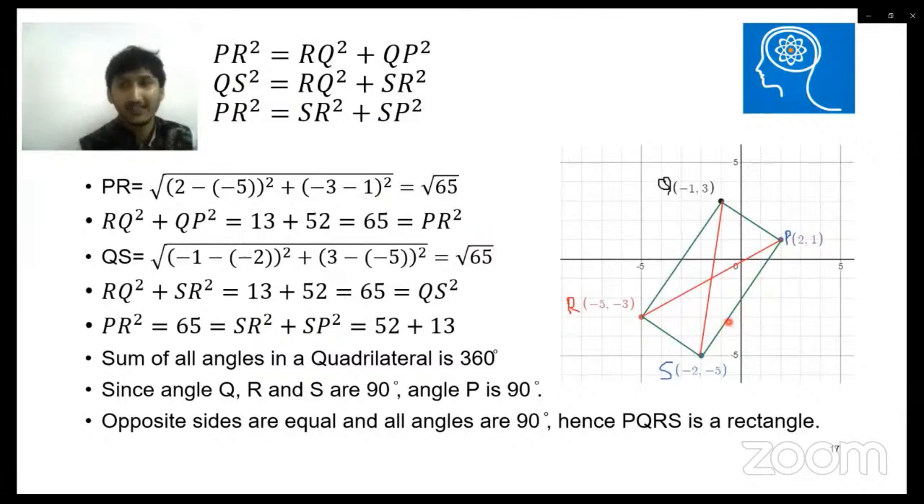Now we only have to find the fourth angle. That is, we have to show that angle P is equal to 90 degree. And that is very easy. Since the sum of all angles in a quadrilateral is 360 degree, we can easily find out the measurement of angle P. That will be equal to 90 degree, because 360 minus the sum of all the other three angles, that is 270 degree. So 360 minus 270 is equal to 90 degree. And by this, we have proved that the quadrilateral P, Q, R and S is a rectangle.